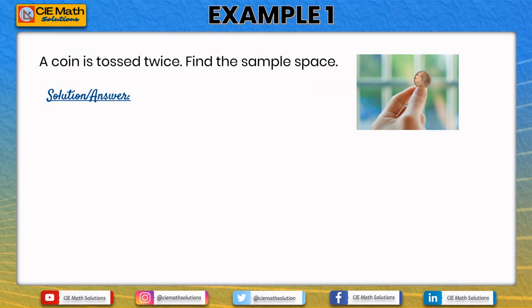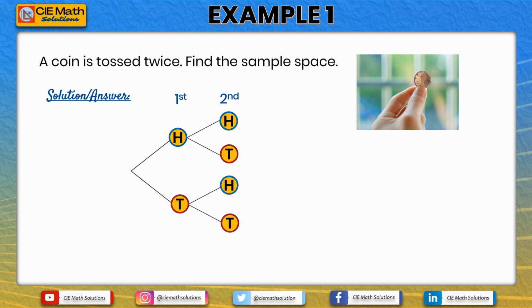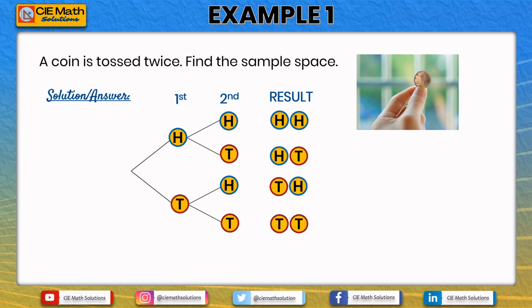Another way of listing down the elements of the sample space is using a tree diagram. On the first toss, we know that there are 2 possible outcomes. It's either a head or a tail. On the second toss, there are also 2 possible outcomes, a head or a tail, head or tail. Combining them, for the result, we will then have head-head, head-tail, tail-head, and tail-tail. Listing down the sample space, we will have head-head, head-tail, tail-head, and tail-tail.